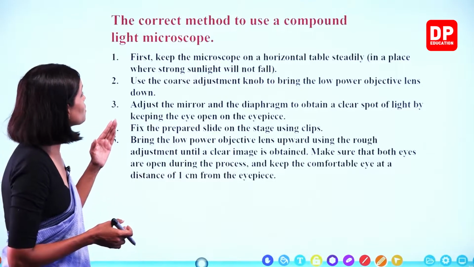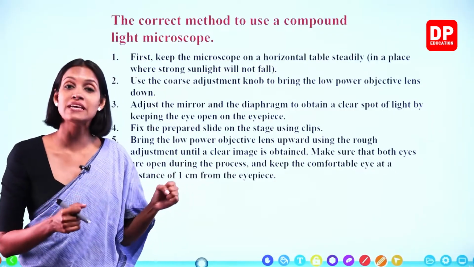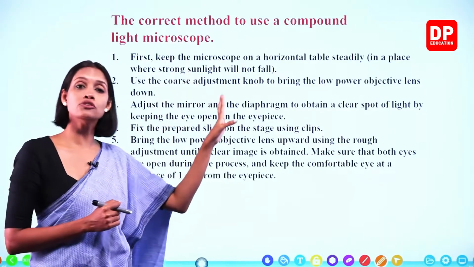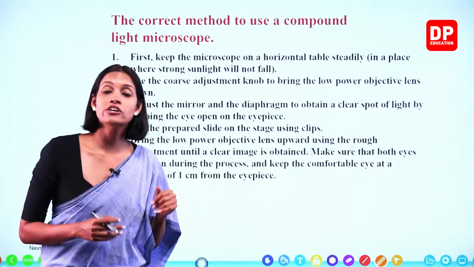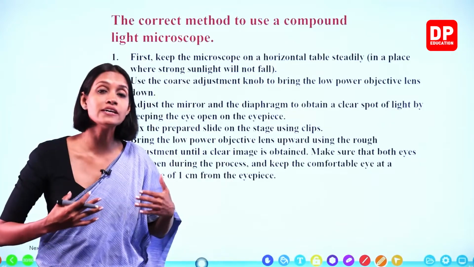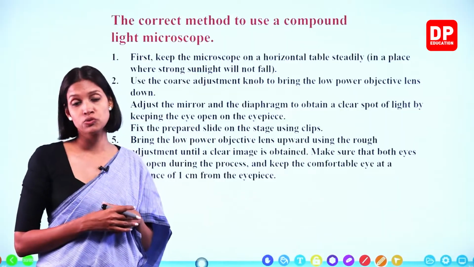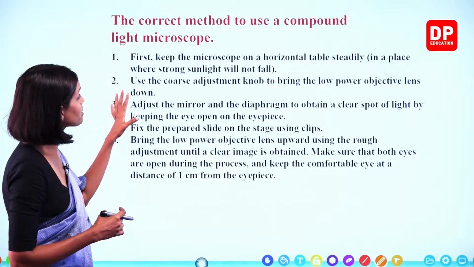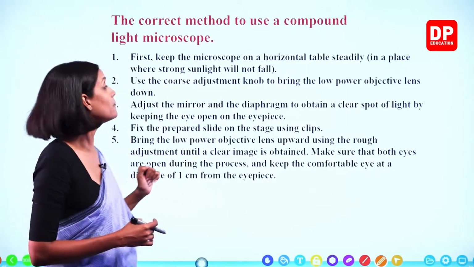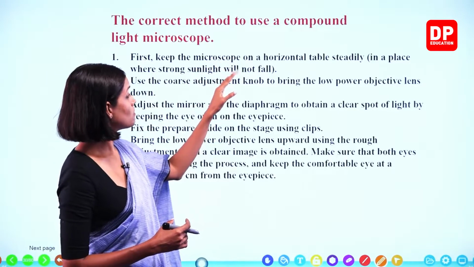First, keep the microscope on a horizontal table steadily. You have to find a flat surface to place this microscope on, in a place where strong sunlight will not fall. We need a beam of light in order to observe the specimen, but at the same time, if the sunlight is too strong, it is very disturbing, and it might even damage our eyes too. Therefore, we have to place this microscope in a place where strong sunlight will not fall. Okay? Then, use the coarse adjustment knob to bring the low power objective lens down.